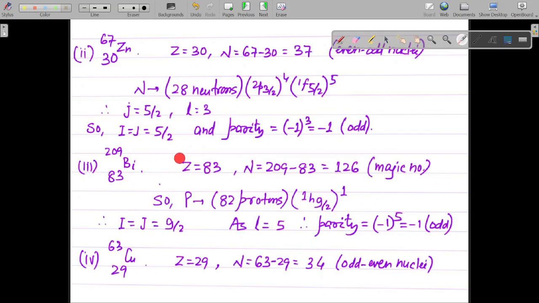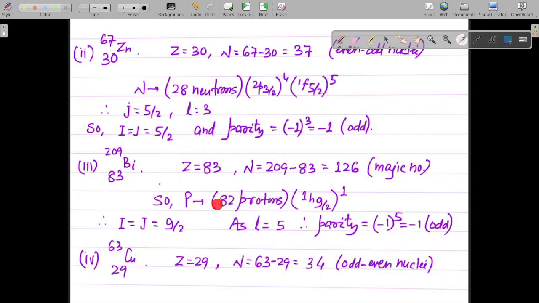So just try it with respect to proton. Just write the nuclear configuration with respect to proton because the number of protons is odd. The number of neutrons is even, so no need to write the nuclear configuration with respect to neutron. Moreover, there is no need because it is also a magic number. Along with being an even number, it is also a magic number. So just write with respect to proton.